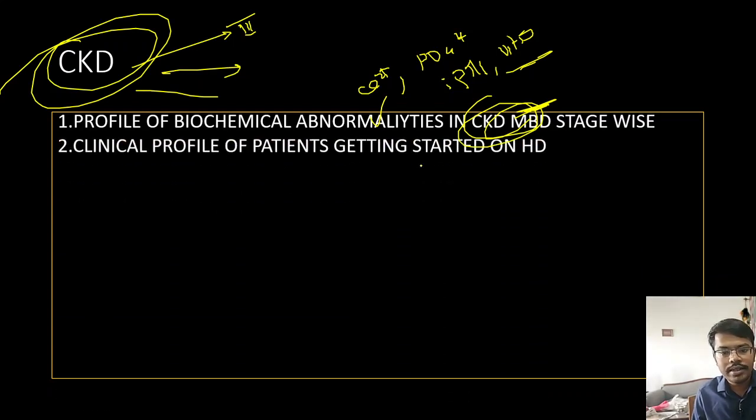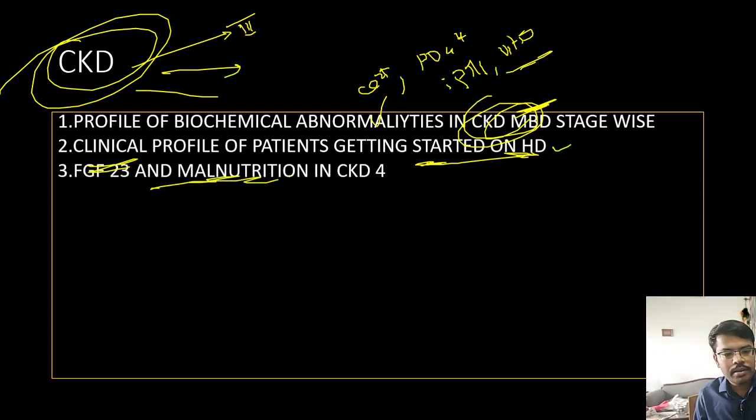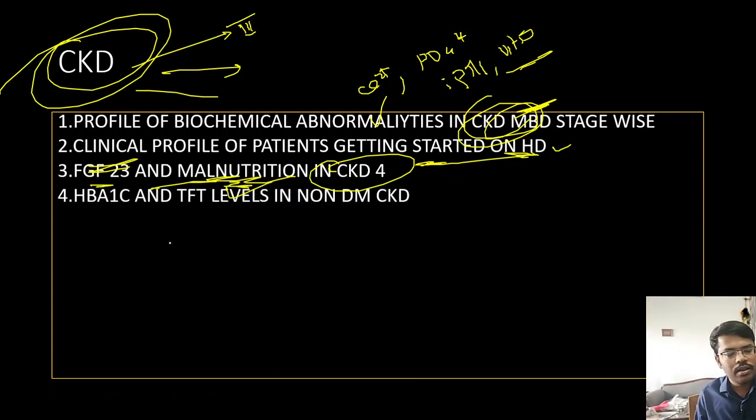Clinical profile of patients getting started on HD. So you are referring to Nephro to start the HD, and you are getting the clinical profile. FGF23 and malnutrition in CKD, any particular stage, 3, 4, 5, you can plan. FGF is fibroblast growth factor 23. Your institute has to fund it. Biochemistry people have to procure the kit to check for it. Malnutrition, you can use any score. Clinically very easy to do.